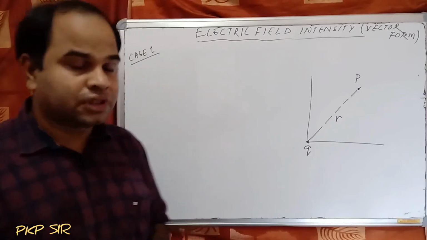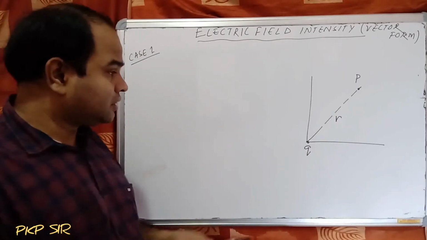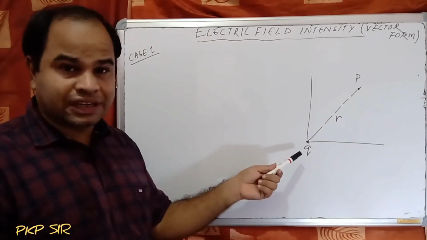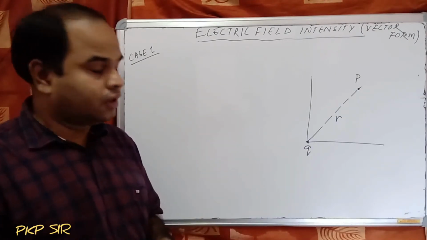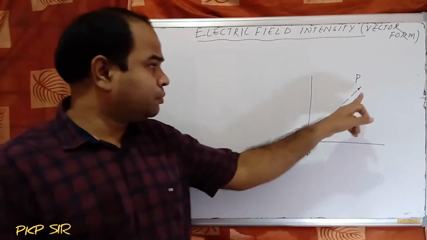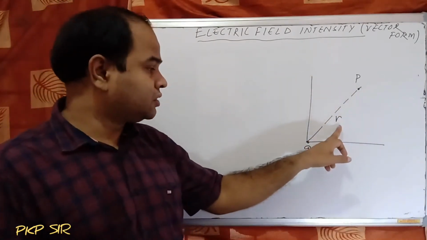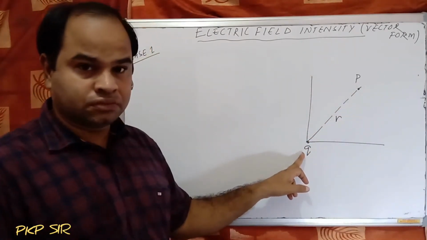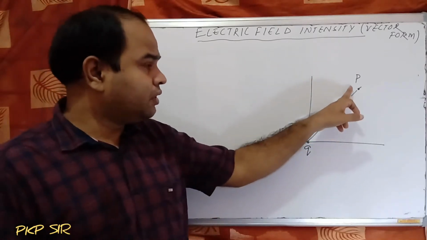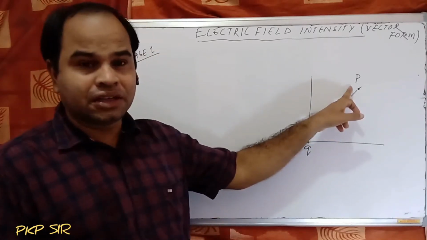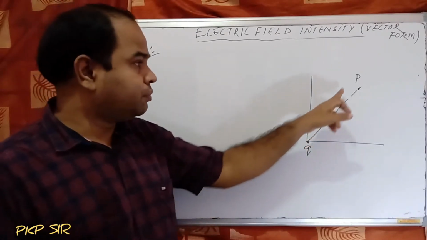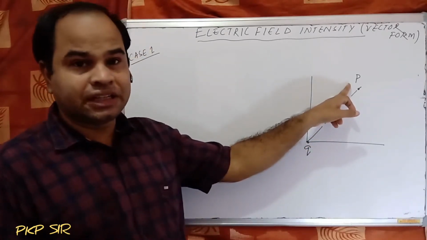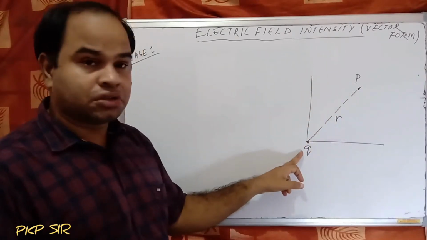In case 1, let us consider a charge Q placed at the origin in air medium. Let us consider a point P which is r distance from the charge Q. At point P, we are going to find the electric field intensity due to the charge Q.